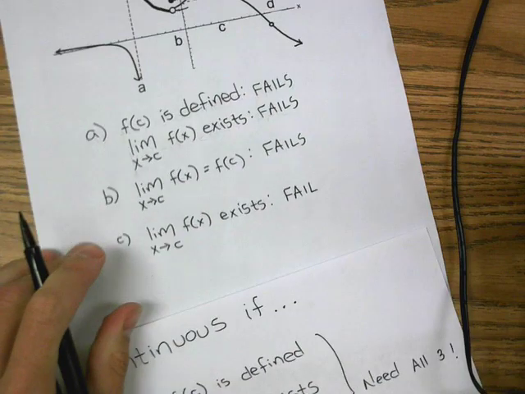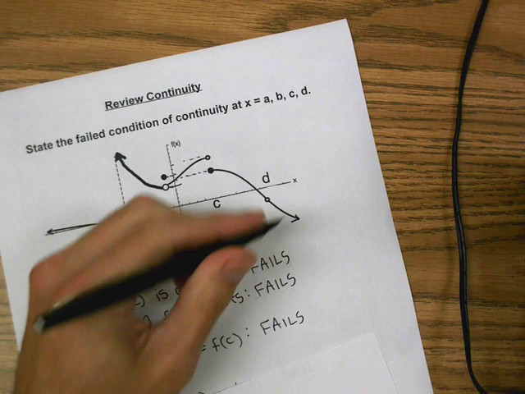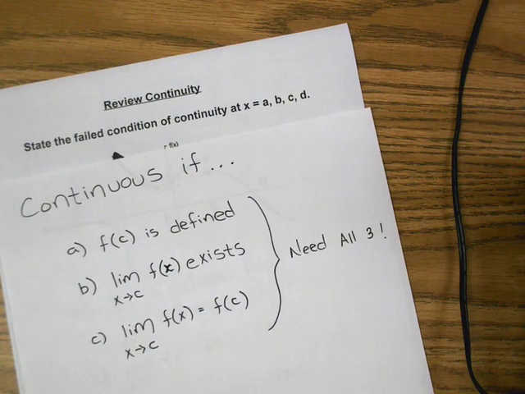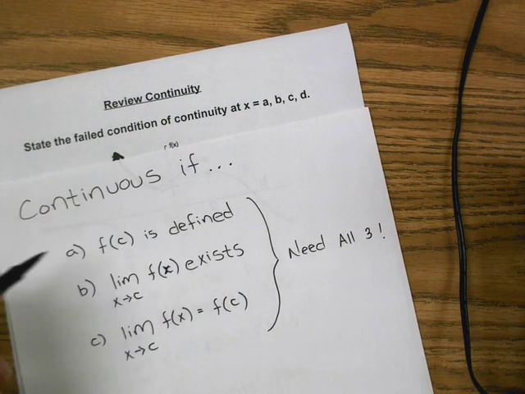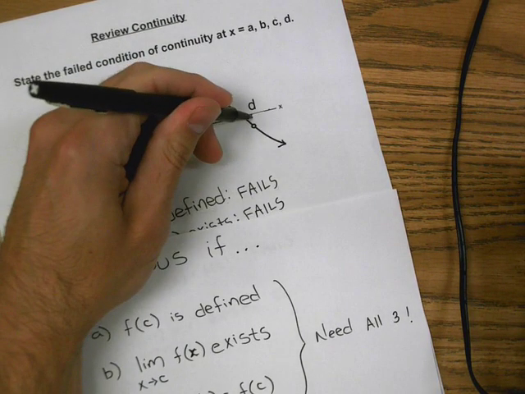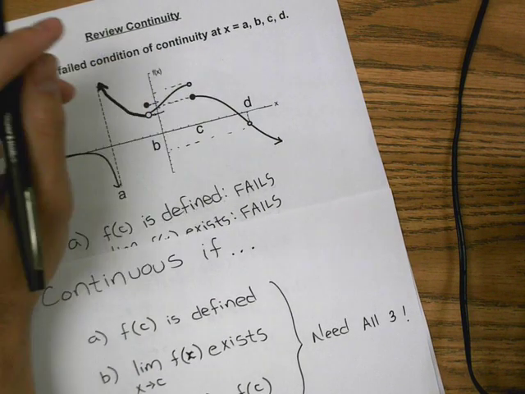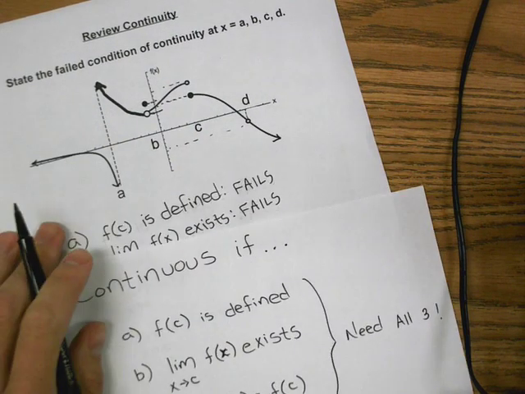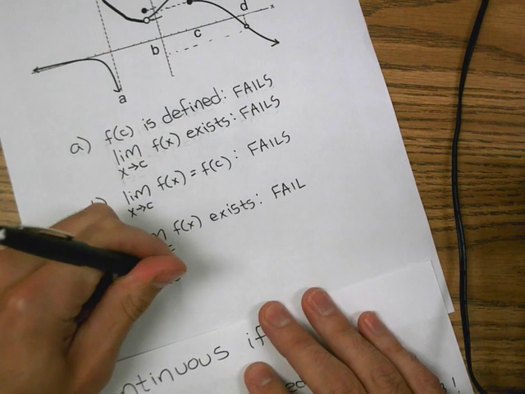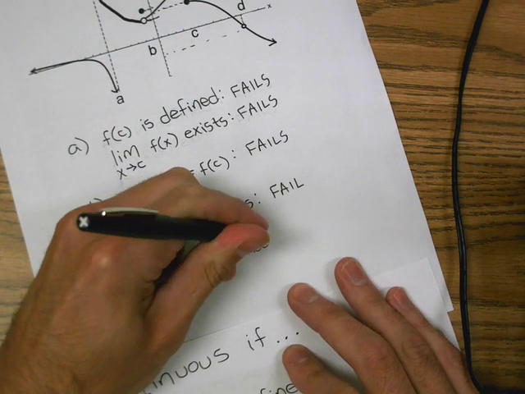All right, and finally, at point D, looks like we have an open circle. Again, let's run through our three conditions. Is the function defined at that point? Well, it's an open circle. It is actually not defined when you have a hole, when you have an open circle. It's not the same thing as a limit. So that's the condition that's going to fail us there. I'm going to write f of c is defined, and that's a failure.